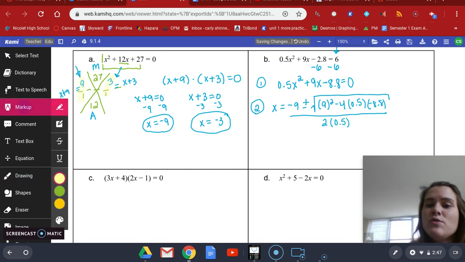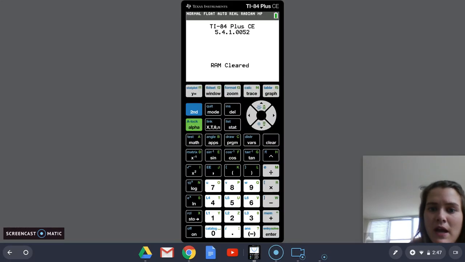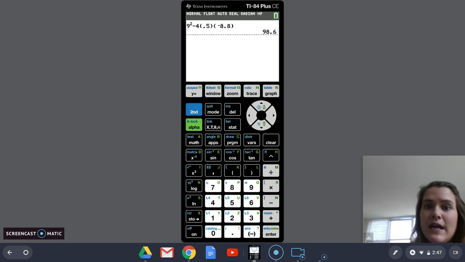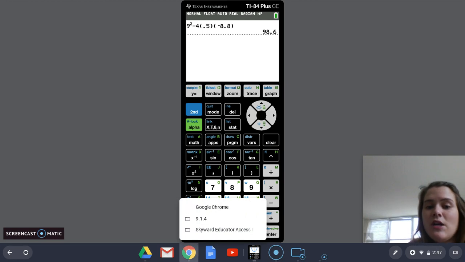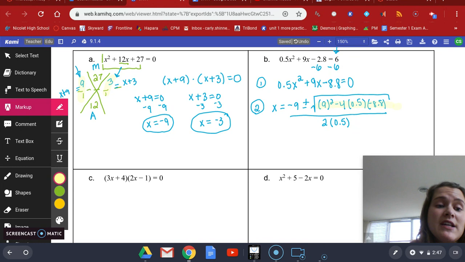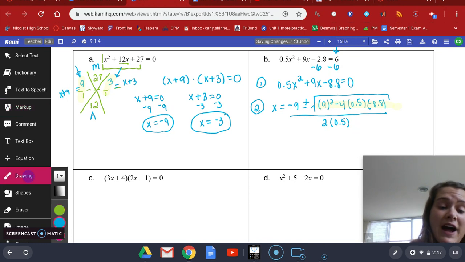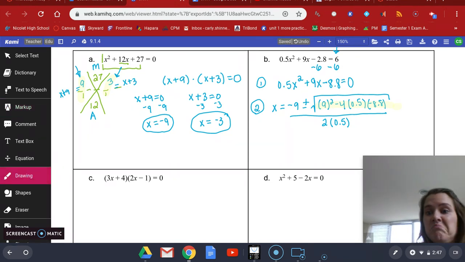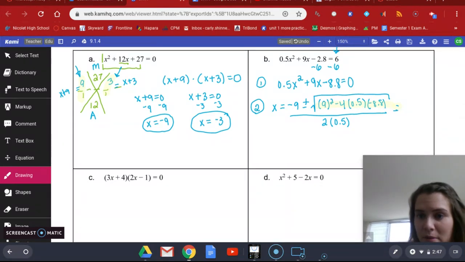Okay, so let's do this discriminant next. I'm going to use my calculator here. So 9 squared minus 4AC, negative 8.8, I believe it was. And I get 98.6, okay, for my discriminant. So definitely could not have solved this guy by factoring, because that is not a rational number. So good thing we use quad formula here.